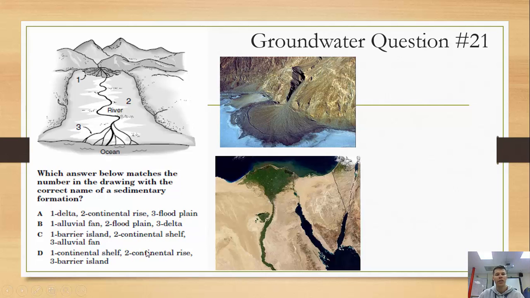All right, so our only possible answer here is B. Number 1, the alluvial fan. Number 2, your floodplain. And number 3, right here, your river delta.